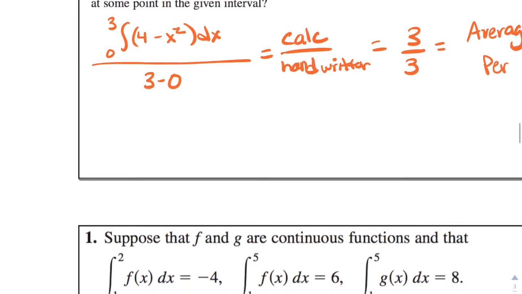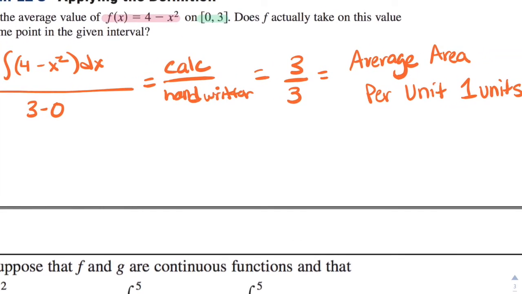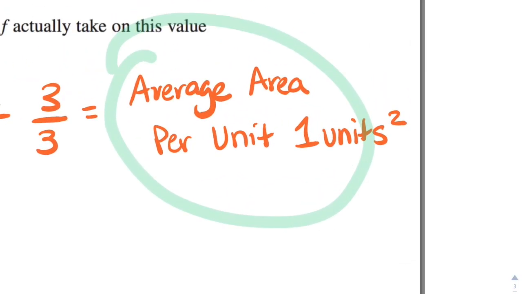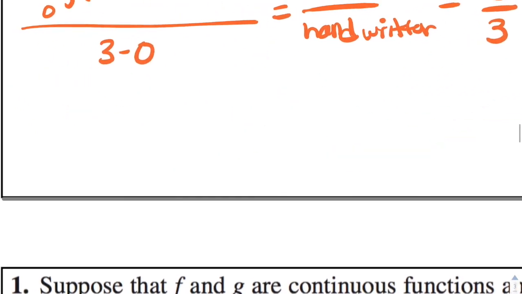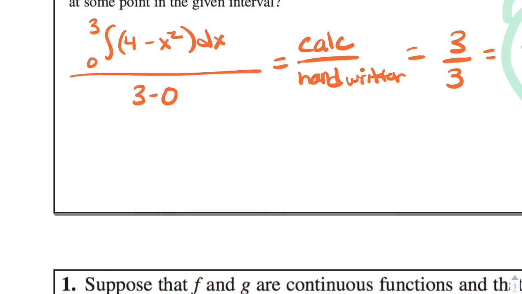Let's see what this is truly saying. So average area per unit is 1 unit squared. This is all I expect of you to be able to calculate. I'm going to show you how this comes to be, but again, this is the only thing that I expect of you to be able to calculate. So let me quickly demonstrate why this is what it is.